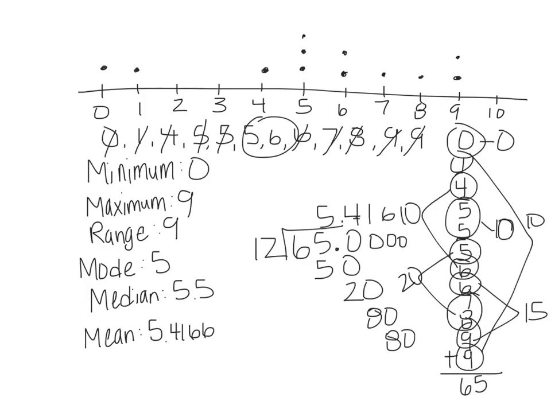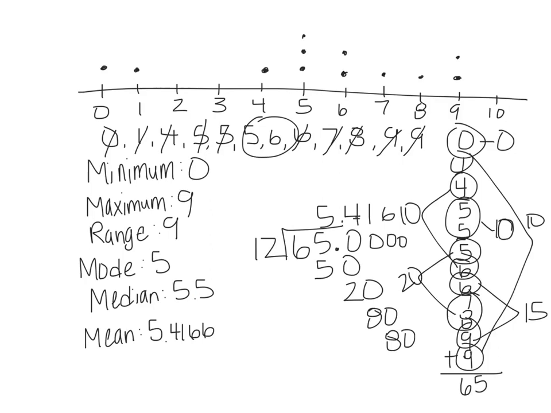Here are the answers that you should have gotten. So first, before you found any of these, you should have listed these dots. Write down the numbers that they represent. So you should have this nice list of numbers right here. Your minimum, 0. Maximum, 9. Range, maximum minus minimum, 9 minus 0 is 9. Mode, most common one I see here is 5.